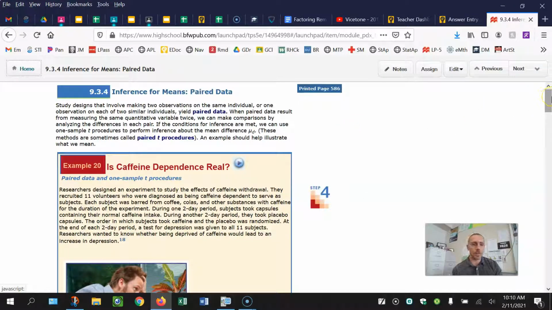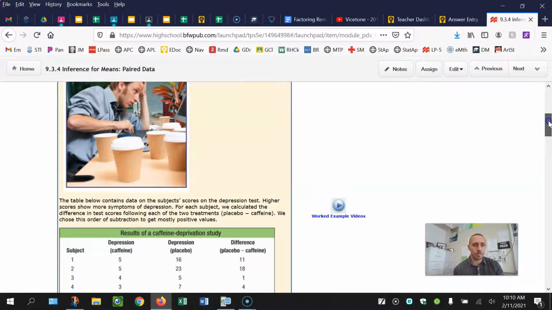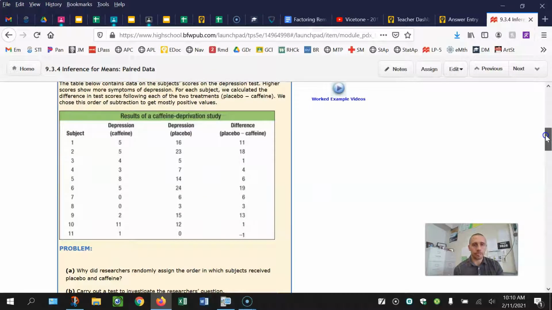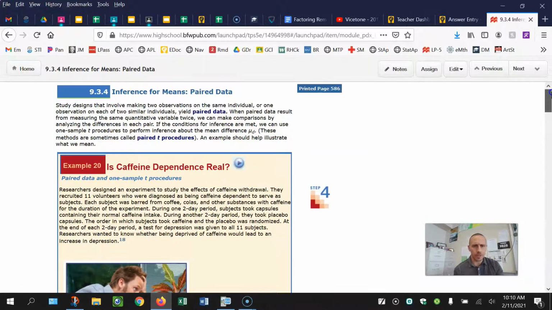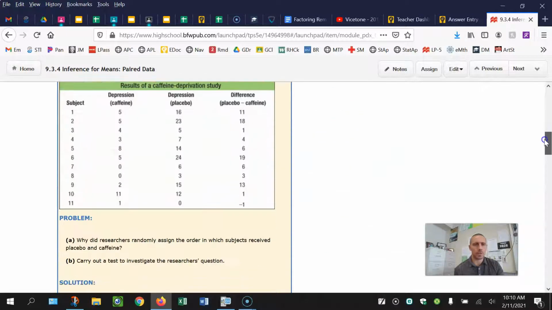Last part of this section is talking about inference for means when you have paired data. Paired data comes from a matched pairs experiment. So some kind of experiment where they pair two people up, or it's the same person receiving both treatments. This looks like the effects of caffeine withdrawal. Some people took a placebo, some took capsules containing their normal caffeine, and they wanted to see: did it increase depression?